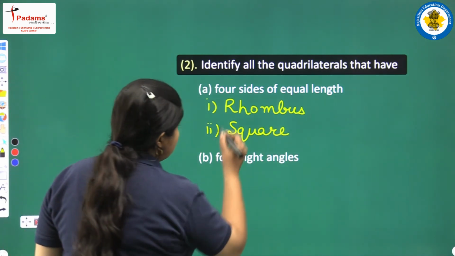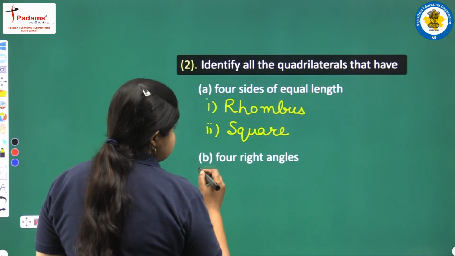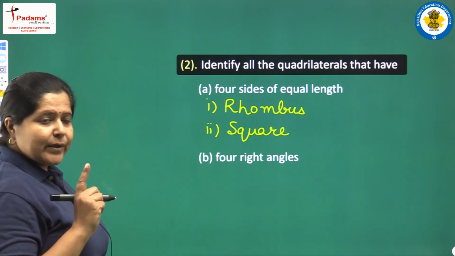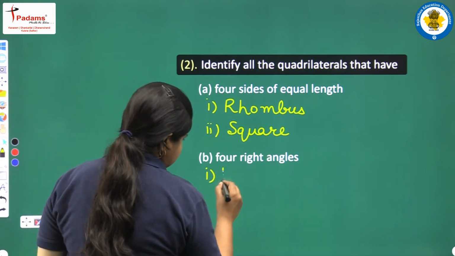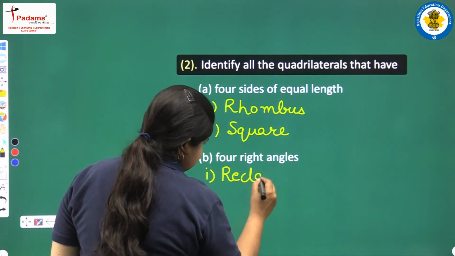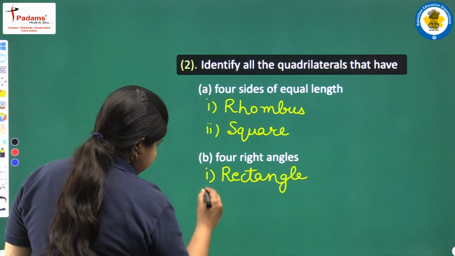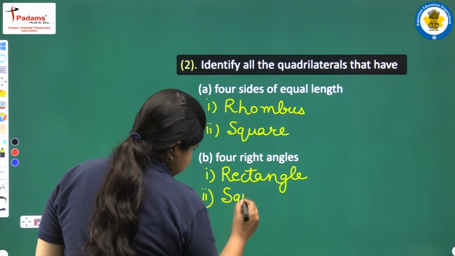Then identify the quadrilaterals that have four right angles. They were again two. First one, a rectangle in which each angle measures 90 degree, and second one again a square.